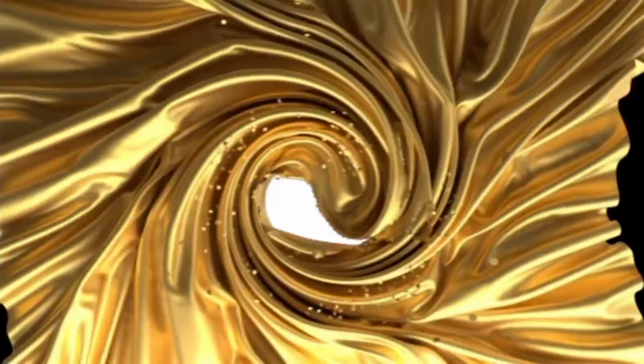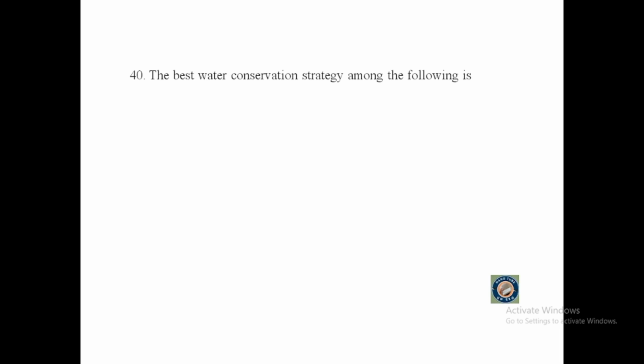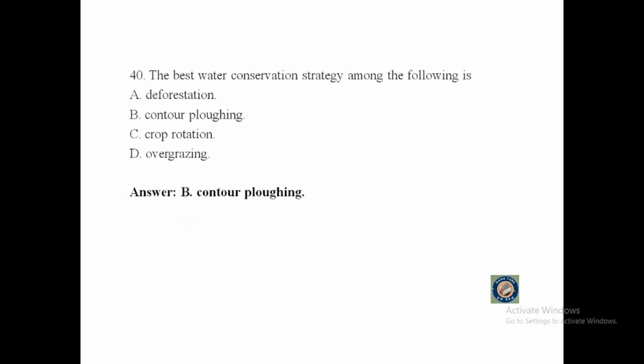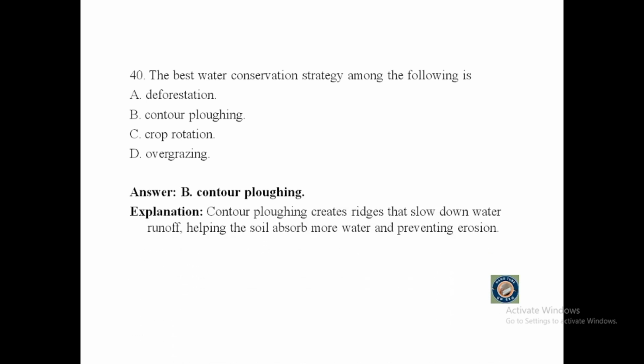Question number 40. The best water conservation strategy among the following is A. Deforestation, B. Contour plowing, C. Crop rotation, or D. Overgrazing. The correct answer here is contour plowing. Contour plowing creates ridges that slow down water runoff, helping the soil absorb more water and preventing erosion.